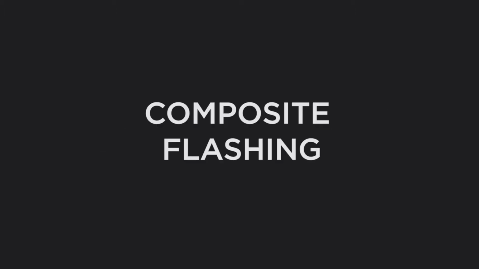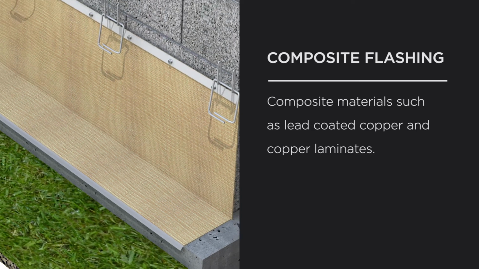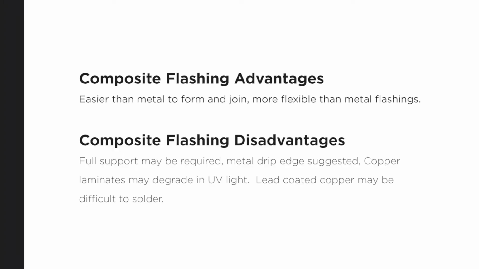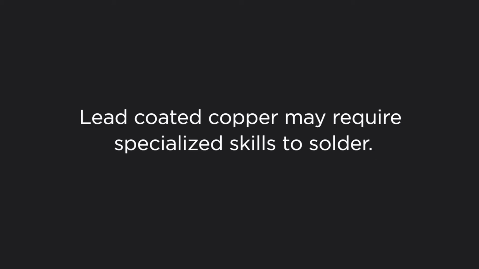Composite flashings include copper laminates, copper bonded to other materials, and lead-coated copper. Composite flashings are generally easier to form and join than metal, and are more flexible. They may require full support across cavities and voids, and some laminates degrade in ultraviolet light. Lead-coated copper may require specialized skills to solder.